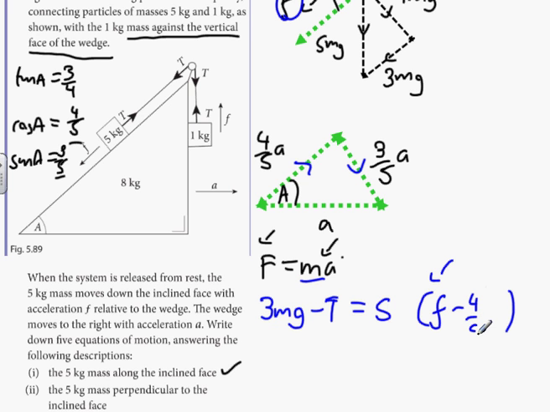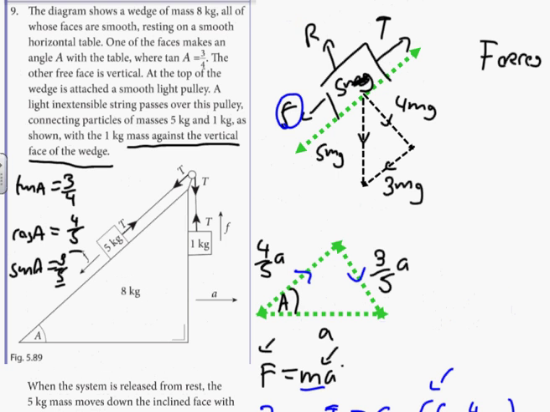Shouldn't it be 3g minus T instead of 3mg? If you're only using m, shouldn't it be just 3g instead of...? It should be just 3g, shouldn't it? Ah, sorry guys, see my m's?